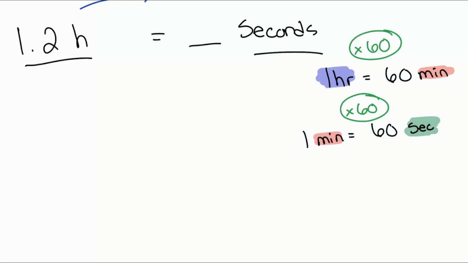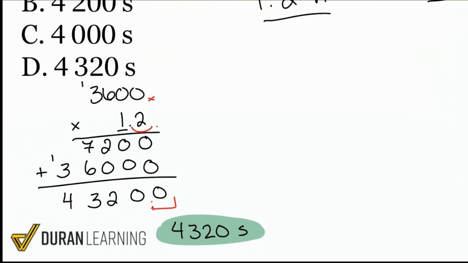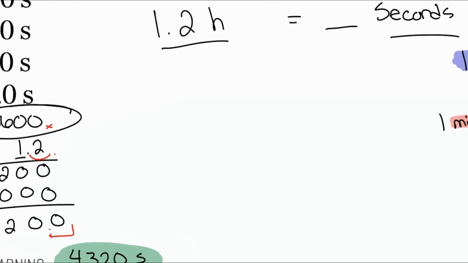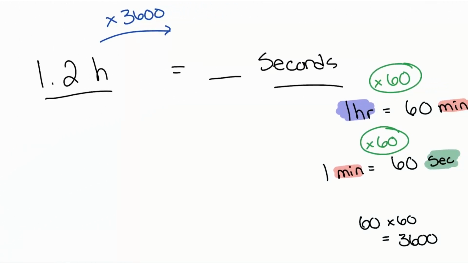I'm going to show you that over here. I'm just going to write this down. 60 times 60 equals 3,600. Just like we saw in the earlier version of this problem, right? That's where that 3,600 comes from. But if you don't believe me, watch this.